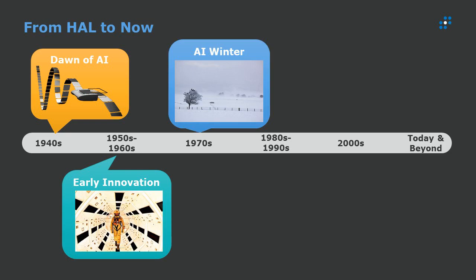And after all that excitement and early innovation, during the 70s there was a bit of an AI winter, really. There was a lot of pessimism due to the lack of progress. We didn't really have the computing power or the storage to do what we needed to do, and a lot of the funding really dried up in this period.